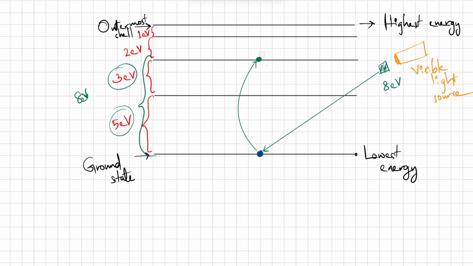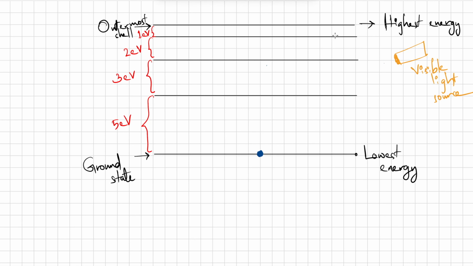Okay, let's go back. Now let's say this visible light source is emitting a photon with energy of 4 electron volt. This photon would try to interact with this electron. It would try to transfer the energy to the electron. The electron would try to absorb that energy and jump to the energy level with energy 4 electron volt. But there is no such energy level. There is no energy level with energy 4 electron volt. So this electron cannot absorb that photon. So nothing will happen. The electron will not jump.